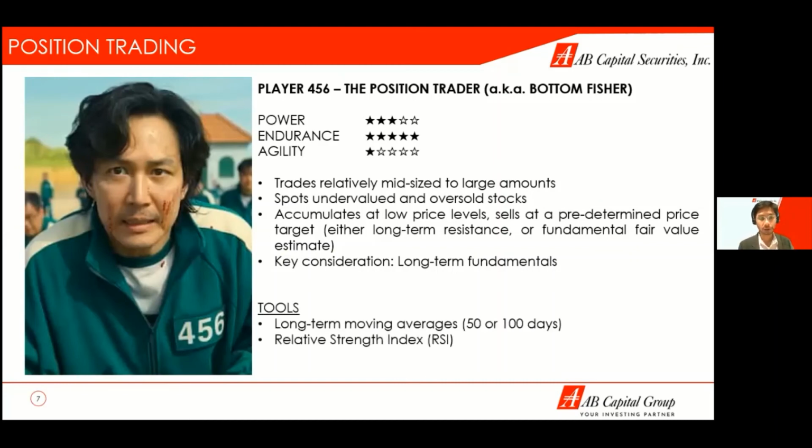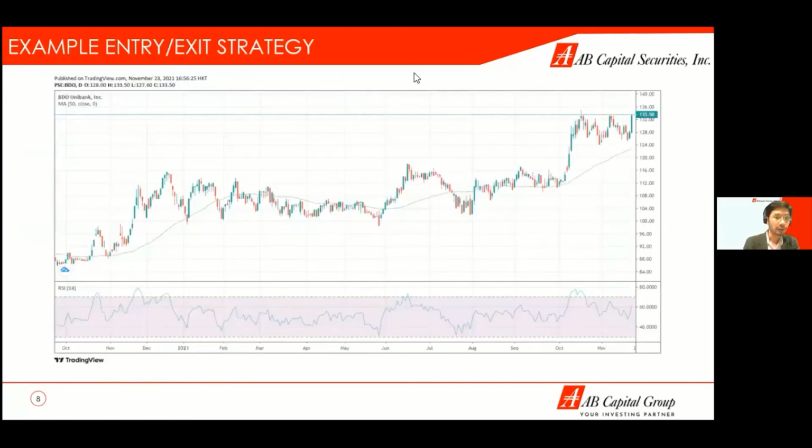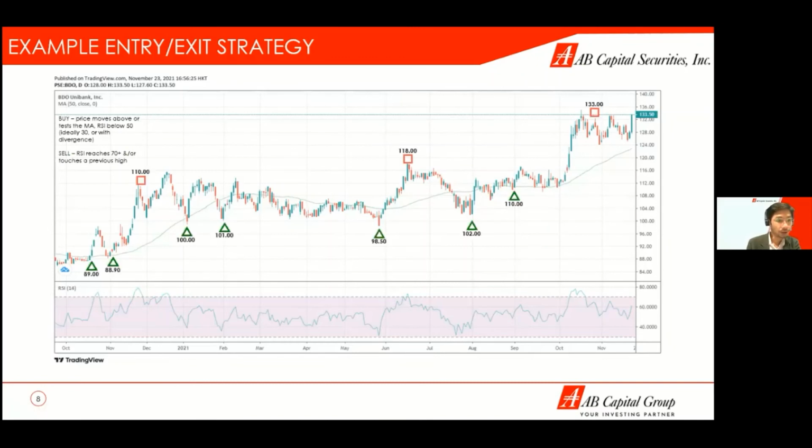So the position trader usually relies on long-term moving averages, maybe 50 or 100-day moving average, and again, the RSI. So this is the same chart of BDO. And this time I used the overlay for the 50-day moving average, and then the RSI at the bottom. So this would have been the trading activity of a position trader. So the first one would be here, there. At 89, when the price started moving above the moving average.